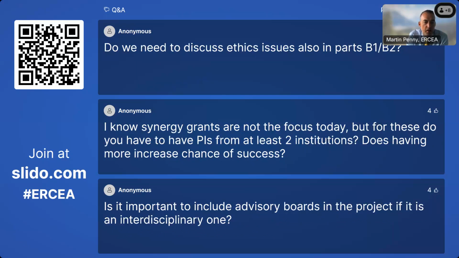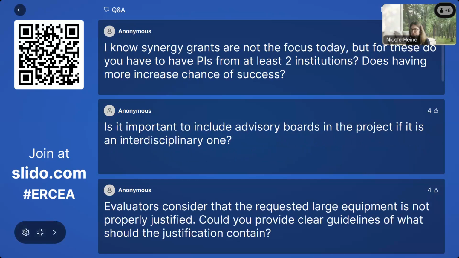Do we need to discuss ethics issues also in parts B1 and B2? No, you do not need to discuss them there. However, you need to provide for the elements to be there, meaning be clear on the methodology, on the kind of material you use, if you use human embryonic stem cells or not, whether you use induced pluripotent stem cells.